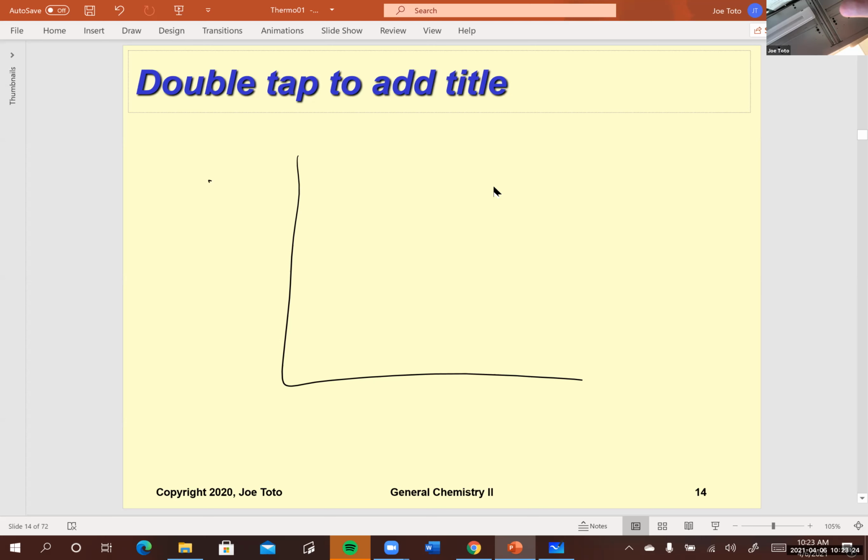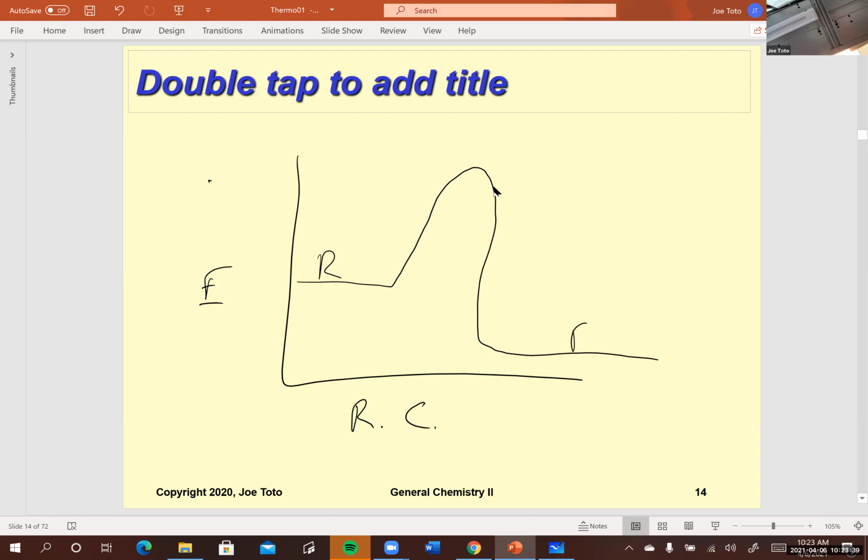So say I have some reaction, and here's the energy, and this is the reaction coordinate as the reaction proceeds from some reactants through a transition state to some products. Okay. So here's my reactants and here's my products. And the delta H is here. Now, let's say instead I start out with the products here and I go through a transition state and end up with the reactants here.